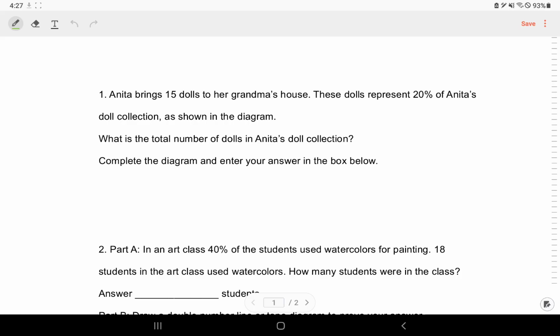So Anita brings $15 to her grandma's house. These dolls represent 20% of Anita's doll collection. Now it says as shown in the diagram. Oops, I'm sorry. What is the total number of dolls in Anita's doll collection? It says complete the diagram and enter your answer in the box below.